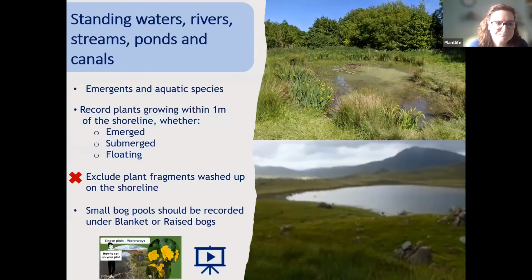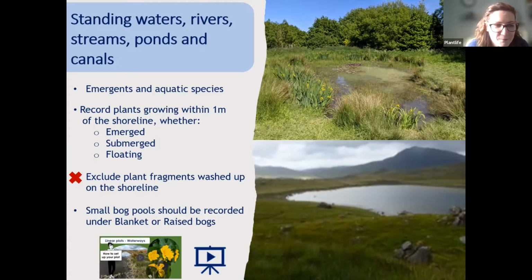So for these plots, you're looking to record plants growing within 1 metre of the shoreline within your plot. So that means the plots will encompass plants that are rooted on the margins of the water body, so these are the emergents, as well as the plants growing in the open water. So we have the aquatic species, and that's either underwater, so the submerged aquatics, or on the water surface, so the floating aquatics. So as I say, record plants whether they are emerging, submerged, or floating. And of course, in relation to the specific species list for your habitat type.